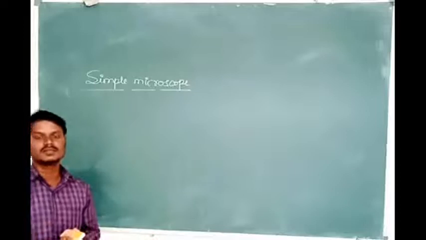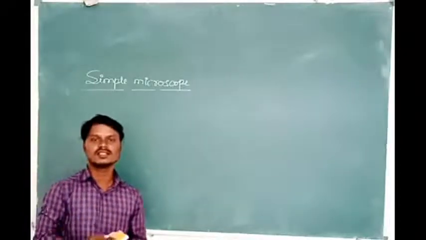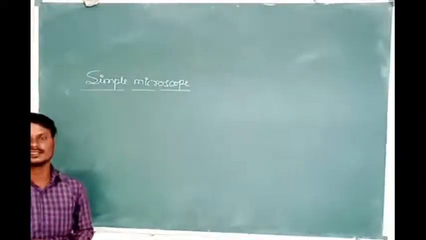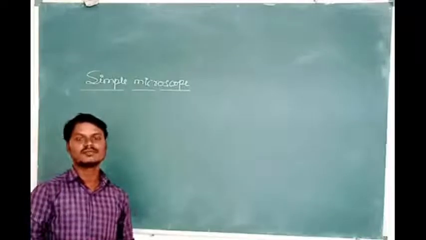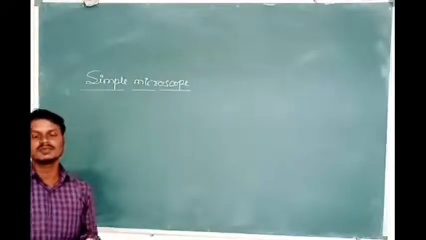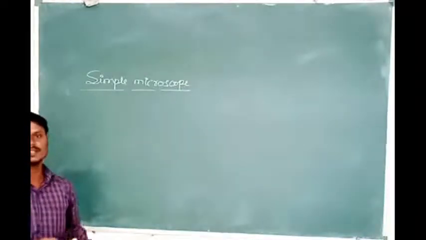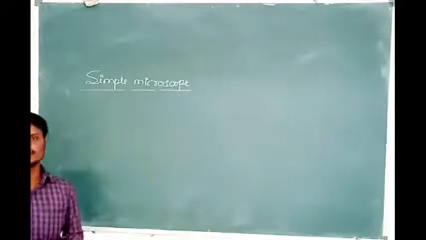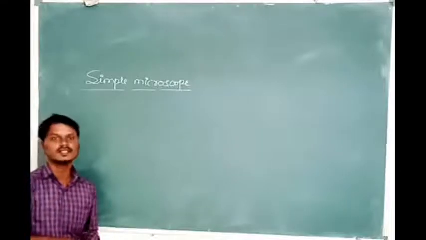What is a simple microscope? A simple microscope is a convex lens of small focal length, and it is also called a magnifying lens. Then, why is it called a magnifying lens? If we see small objects through the convex lens, we see magnified images of those small objects. That is why it is called a magnifying lens.